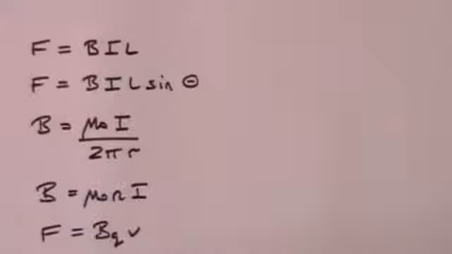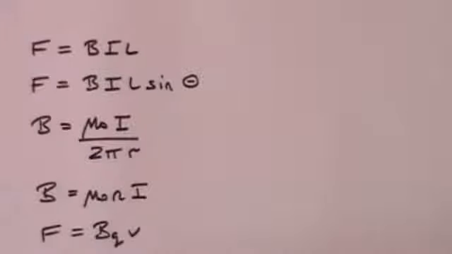When a current flows in a wire and the wire is perpendicular to a magnetic field, there will be a force on that wire which will be perpendicular to both the magnetic field and the current, and that force will equal BIL, where B is the magnetic field, I is the current, and L is the length of the wire that is in the field. If the current is at an angle theta to the field, then the force is equal to BIL sine theta.